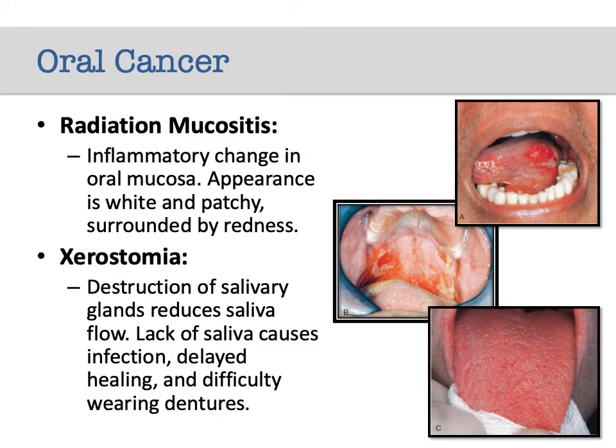Radiation mucositis is inflammatory changes in the oral mucosa. Appearance is white and patchy and surrounded by redness. Xerostomia, which we've discussed before, is destruction of the salivary glands, which reduces saliva flow. Lack of saliva causes infection, delayed healing, and difficulty wearing dentures.